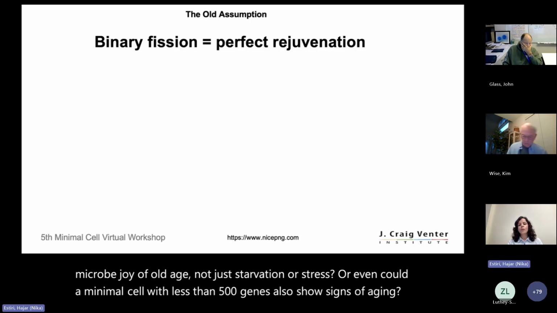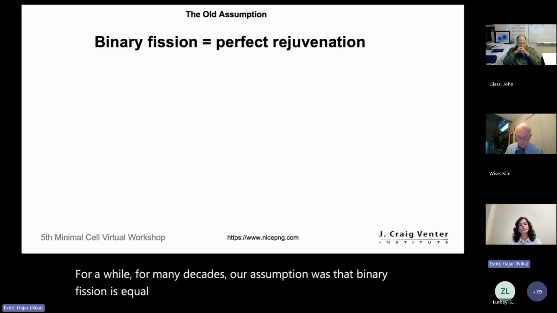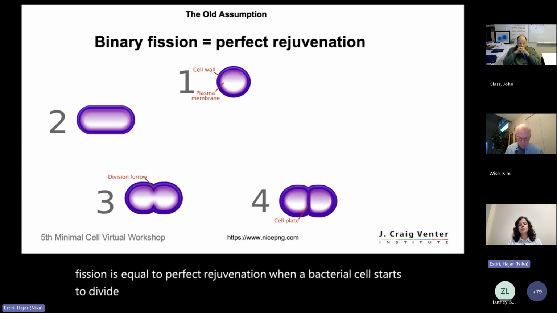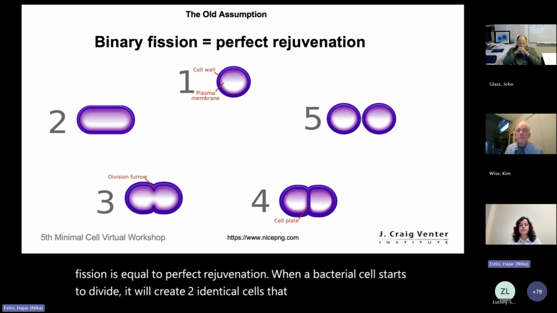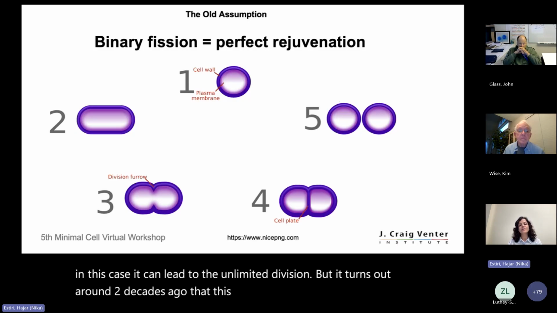For many decades, our assumption was that binary fission is equal to perfect rejuvenation. When a bacterial cell divides, it creates two identical cells that are 100% the same. So in this case, it can lead to unlimited division. But it turns out that around two decades ago, this assumption was shown to be no longer true.